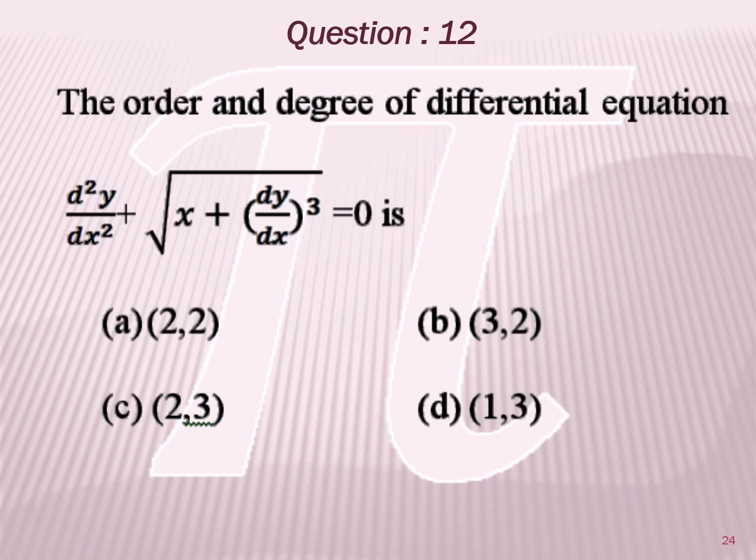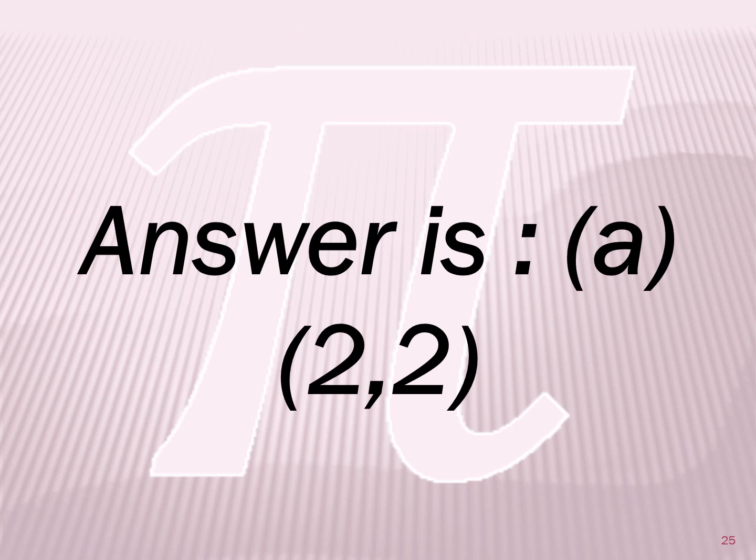The order and the degree of the differential equation shown on the screen is option A, 2, 2, option B, 3, 2, option C, 2, 3, option D, 1, 3. The answer to this question is option A, that is 2, 2.